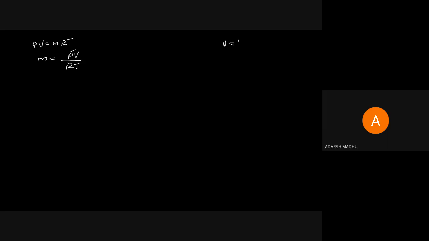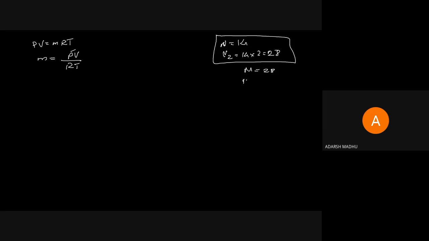The atomic value of nitrogen is 14. N2 is the nitrogen molecule. It is 14 into 2 equal to 28. So the molecular weight of nitrogen is 28. That is the value we need to know: M equal to 28, the molecular weight.